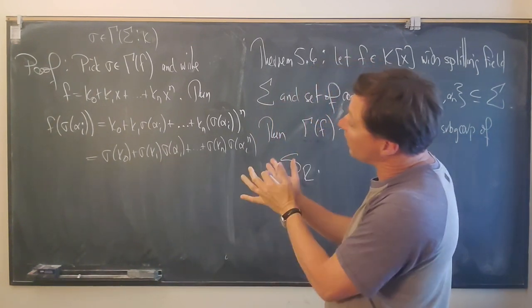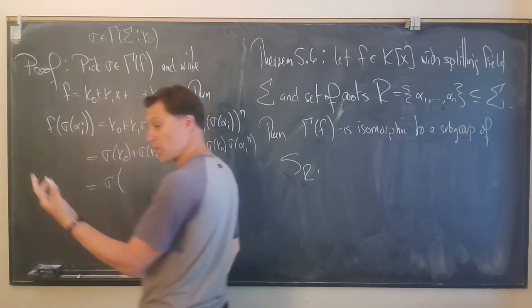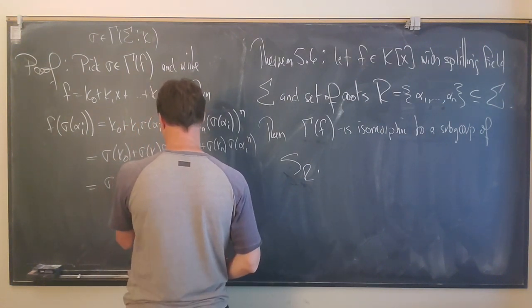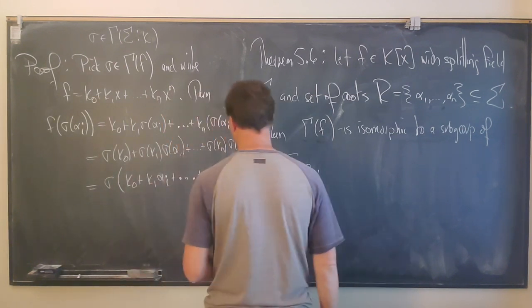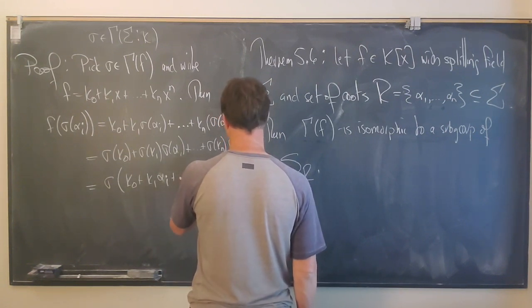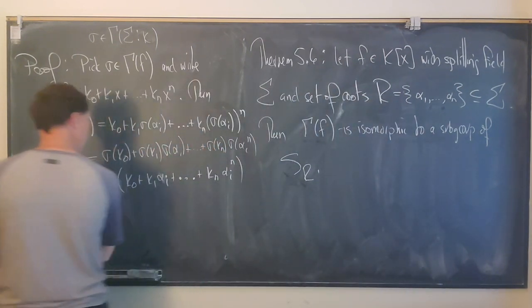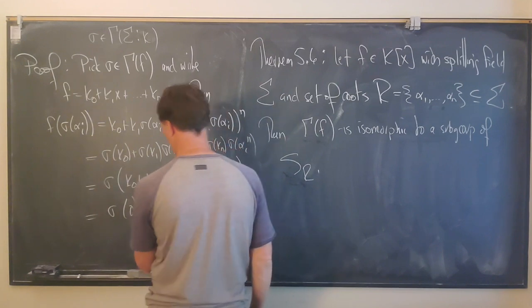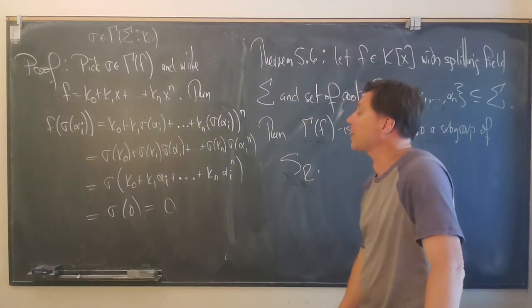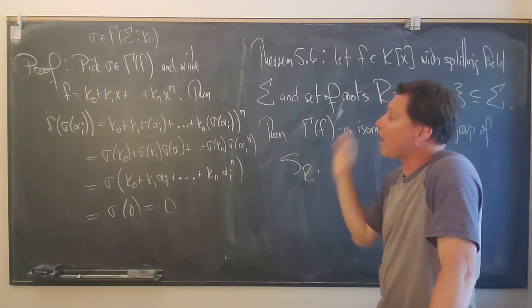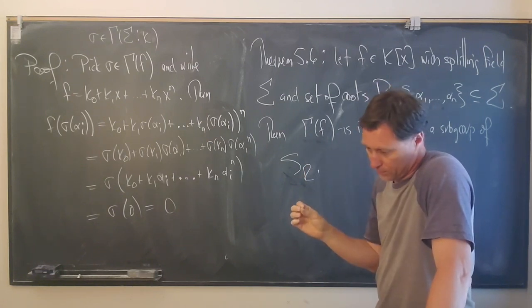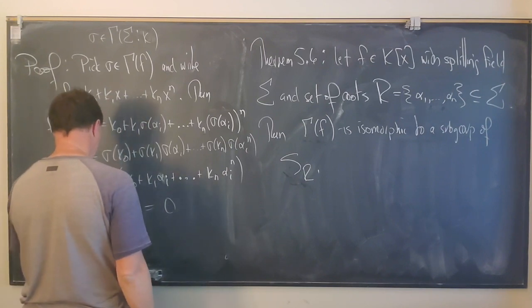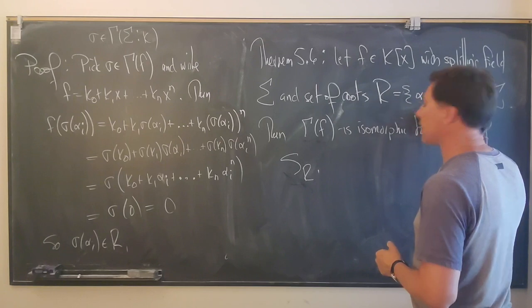Which we can then combine into one thing here. Because sigma is a homomorphism, I can write this as sigma of K0 plus K1 alpha I plus dot dot dot plus Kn alpha sub I to the n. But alpha I is a root of our polynomial f. So inside the parentheses, that has to equal 0, which gives us 0. In other words, this generalizes what we were doing in that last example. What we see is that sigma of alpha I is a root of f. So sigma of alpha I is an element of capital R. So when you apply sigma, it takes a root to a root.